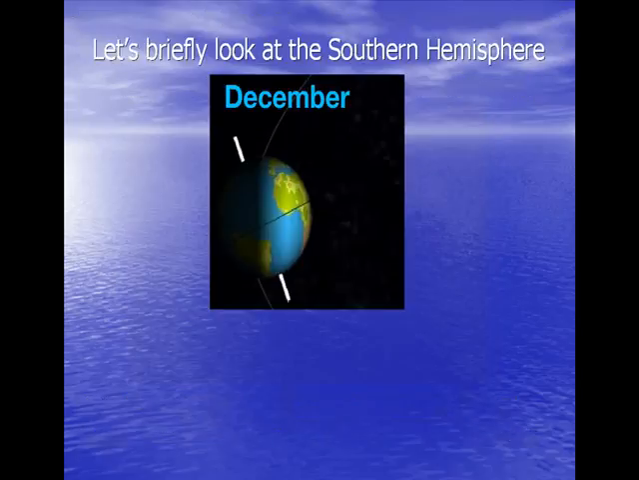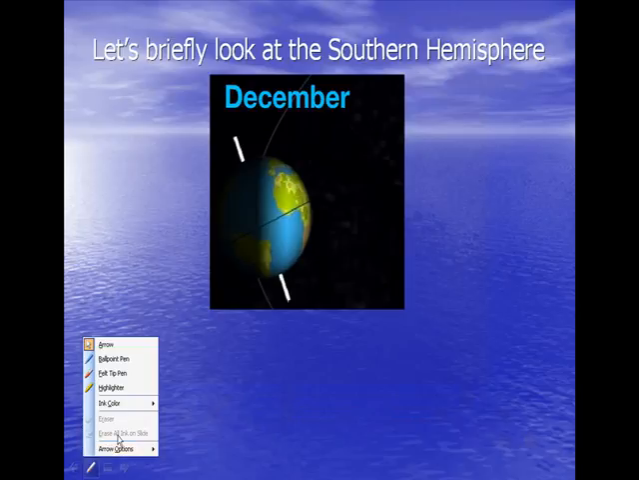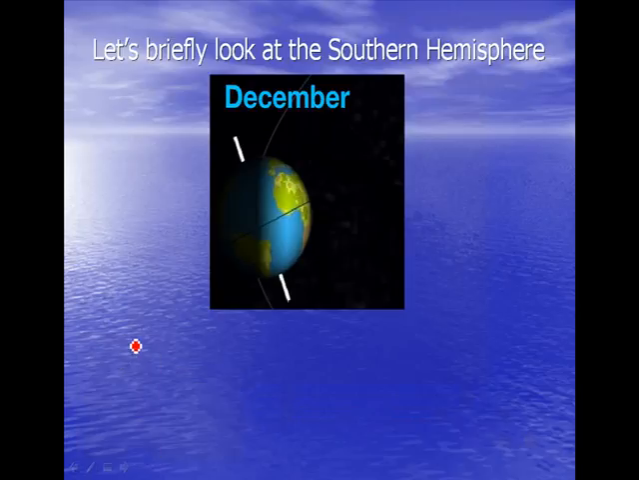Let's just briefly look at the southern hemisphere. We've been focusing most of our time up where we live, but let's look at the southern hemisphere. Now notice, in December, the southern hemisphere is pointed toward the sun. Notice that we have the tilt. Again here, if we look from the vertical, the angle here is 23 degrees.